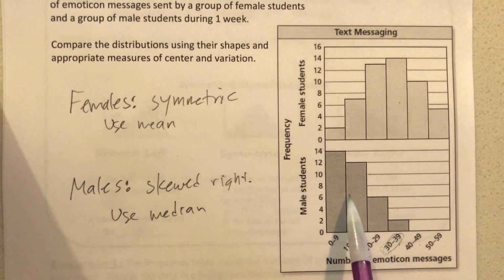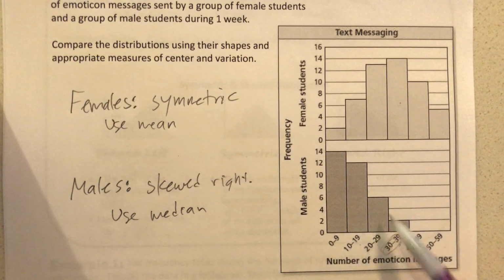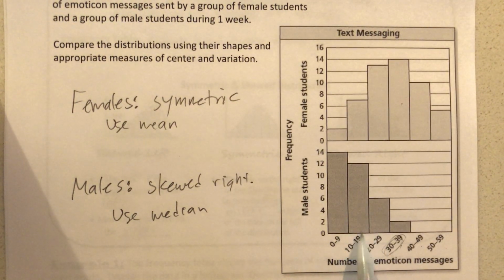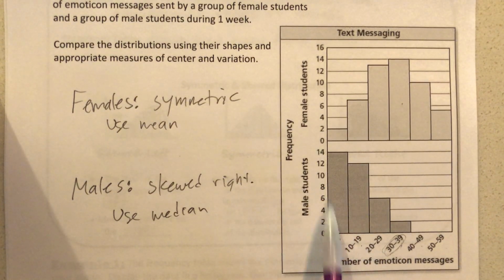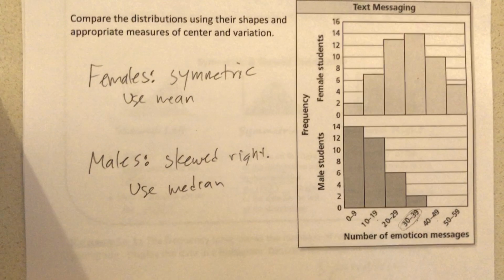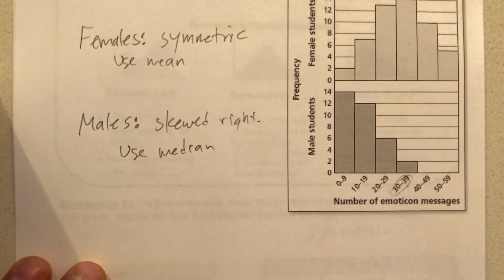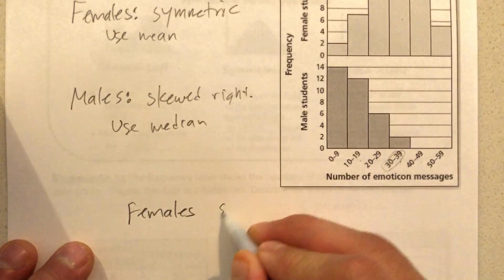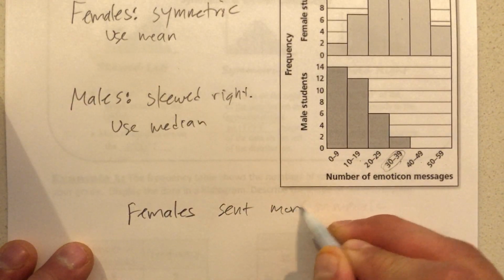We don't know exactly, you can't tell exactly by just looking at the graph, but you can see definitely the middle is down here in the 10 to 19 range probably, because most of the values are actually very small. So if we had to make some kind of a statement about what's happening here, we would say that the females sent more messages.